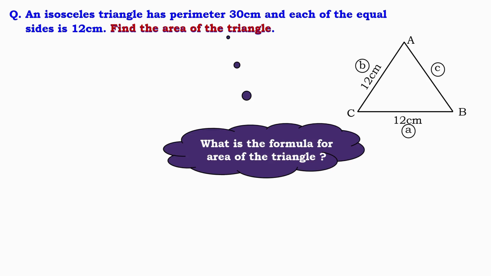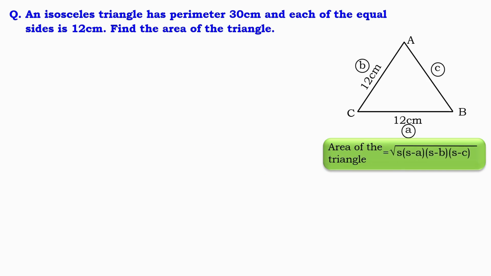So what is the formula for the area of the triangle? Heron's formula is the square root of s into s minus a into s minus b into s minus c, where s is the semi-perimeter, that is half of the perimeter. Here a and b are the equal sides, that is 12 centimeter. Now we need to find the other side c. The perimeter we know is 30 centimeter, and perimeter means the sum of all sides, that is a plus b plus c equals 30 centimeter.